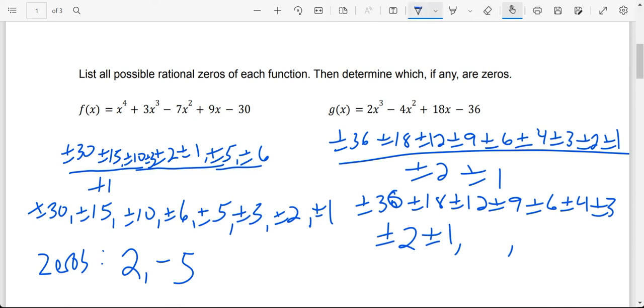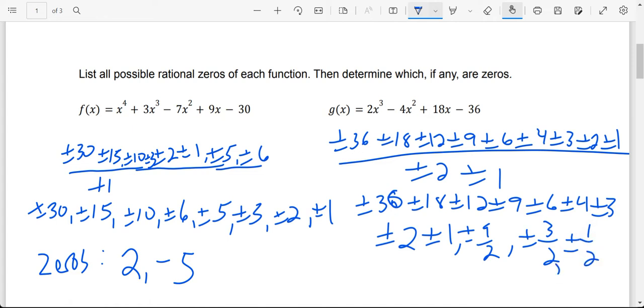And then we got 12 divided by 2 is 6. We already have 6. 9 divided by 2 is going to be 9 halves. We do need to put that in. 6 divided by 2 is 3. We already have that. 4 divided by 2 is 2. We already have that. 3 divided by 2 is what we don't have. 2 divided by 2 we don't have. We already have. And 1 divided by 2 is what we don't have.